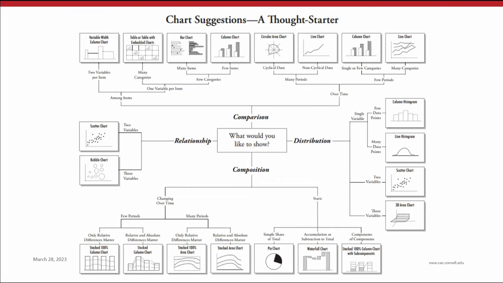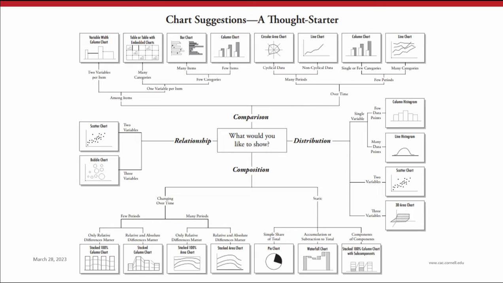The process for using this chart chooser is to start in the middle and answer the question of what would you like to show? What is the message you want your chart to give? And the messages that you might have will typically fall into one of 4 categories of showing a comparison between bits of the data, or a composition, how the whole of the data is made up of the different parts, how the data is distributed, or relationships between some of the variables in the data.